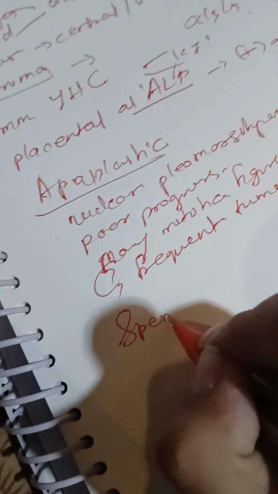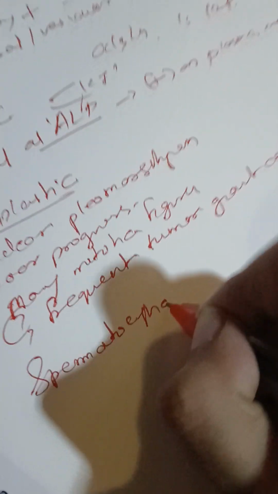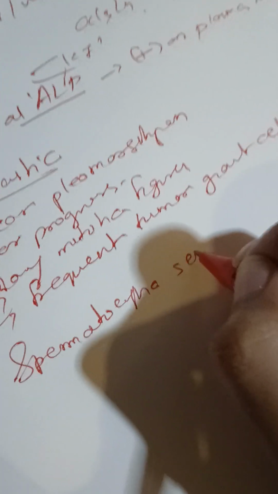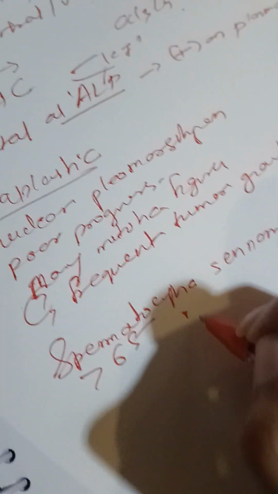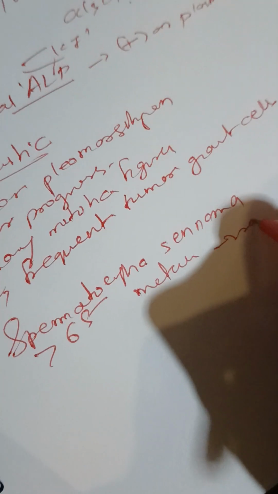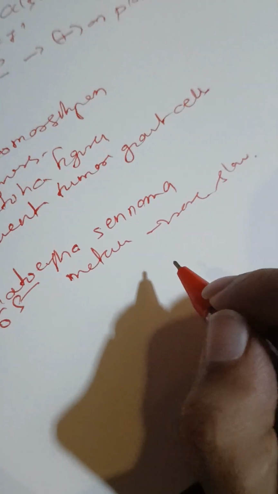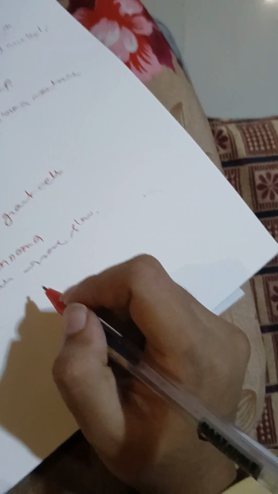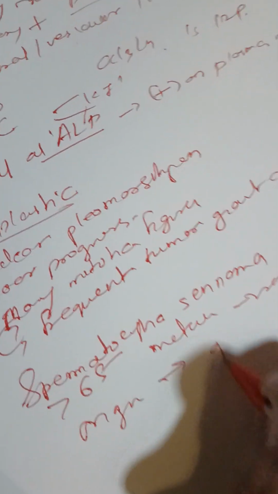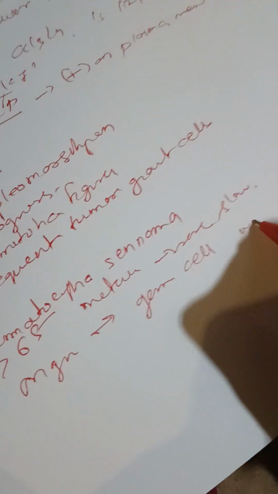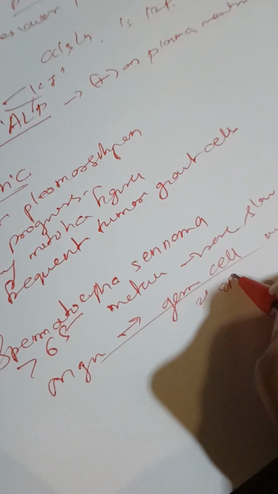Now next one is the classical spermatocytic seminoma. Spermatocytic seminoma is both clinically and morphologically a distinctive type of tumor. It is uncommon, occurs in people more than 65 years of age, and rarely metastasizes. It is slow growing. It originates from germ cells undergoing spermatogenesis. So what is the origin? The origin is germ cells undergoing spermatogenesis, therefore the cells resemble secondary spermatocytes.